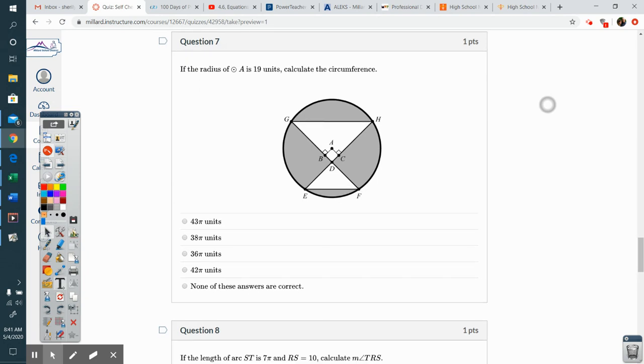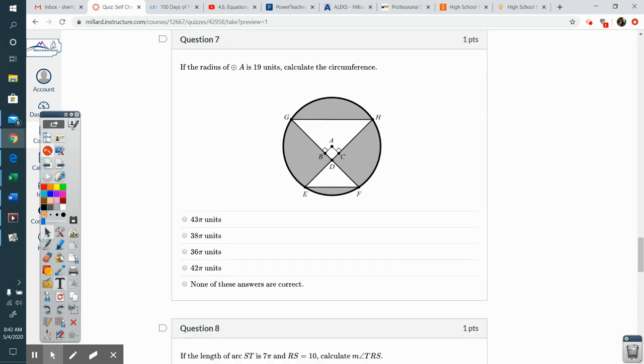Question 7. If the radius is 19, so r equals 19, calculate the circumference. And we have all these things written out, and none of it matters. All you have to do is just take 2 times this and multiply it by pi. And the answer's in pi form. So 19 times 2 is 38. So the answer is 38 pi, to just do the circumference. So just ignore all this extra stuff here.